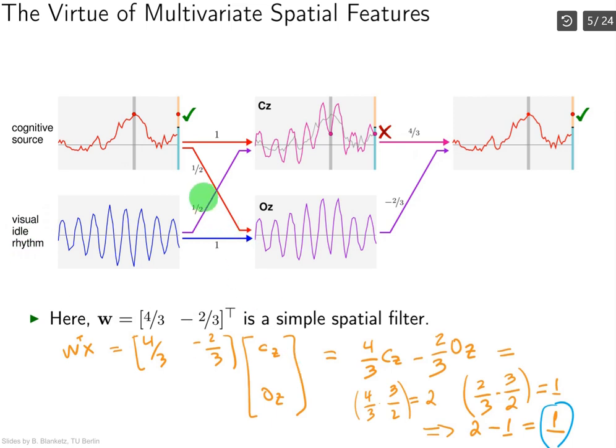So for example, this is 1, this is another 1, if you take it as an example, and half of the signal is attributed or affects the signal. Then the spatial filter for this specific example would be equal to 1 over minus 2 over 3, 4 over 3. So if we apply this weight, W transpose X, where X is our noisy data, which combines cognitive source and visual idle rhythm, the spatial filter will work as a demixing.